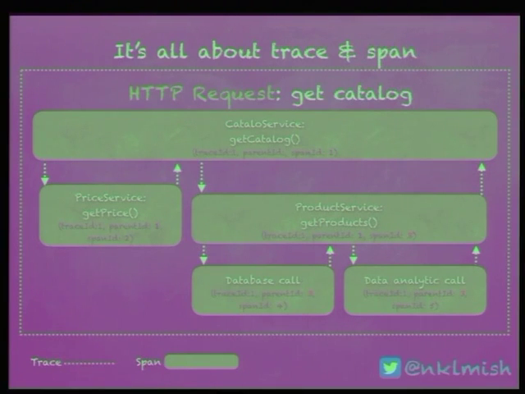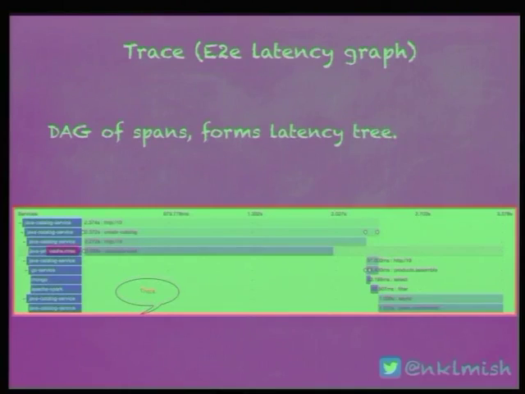And for every span, it generates a new span ID. And here you can see the parent ID of these two spans is this, 3, because Zipkin takes care of it. So this is how it handles spans. So what is a trace? A trace is a DAG, a directed acyclic graph of spans, and it forms a latency tree.